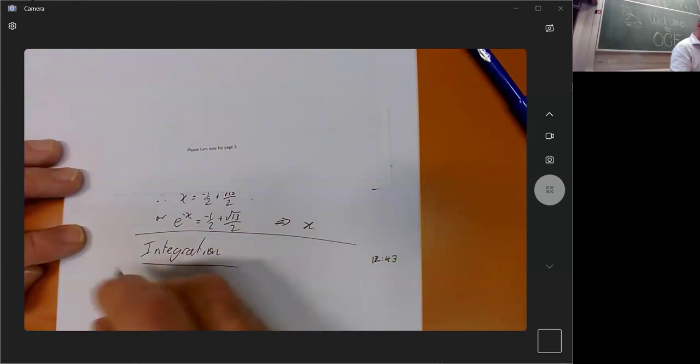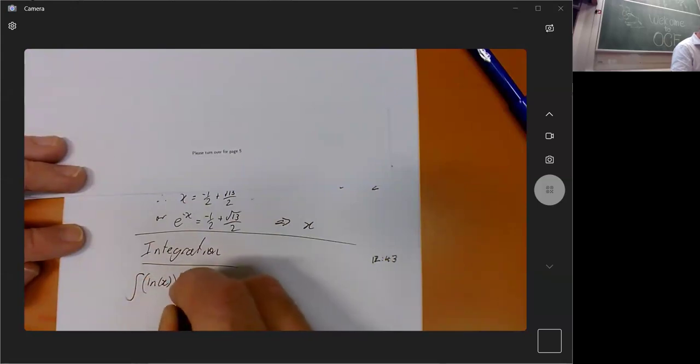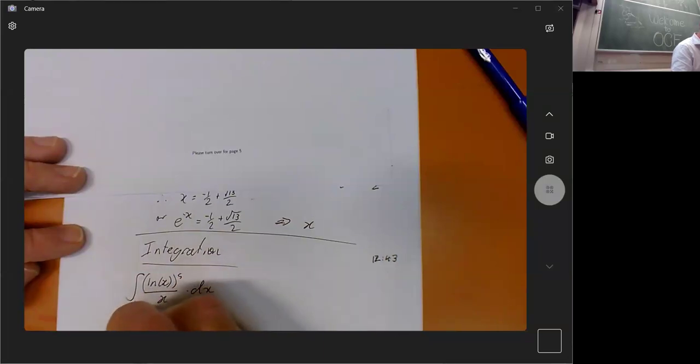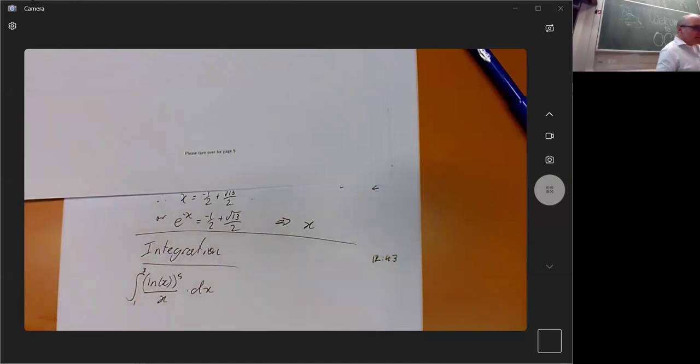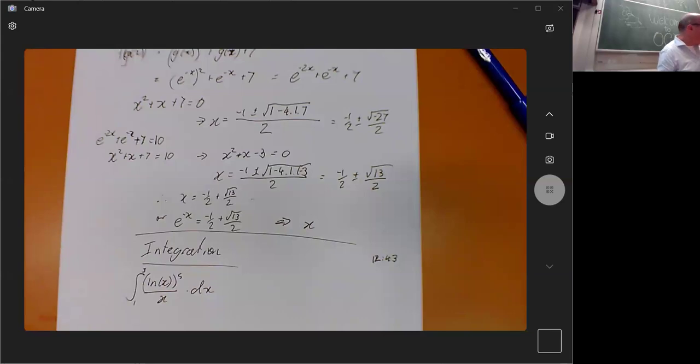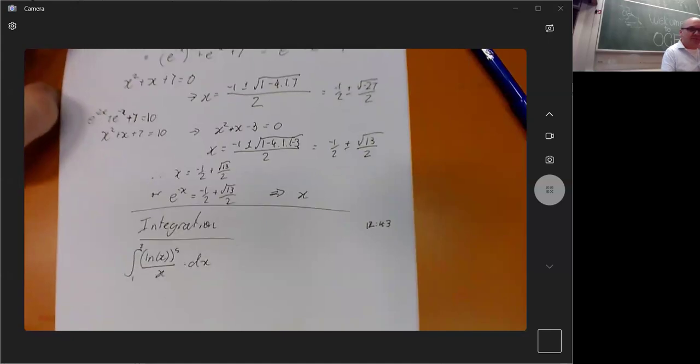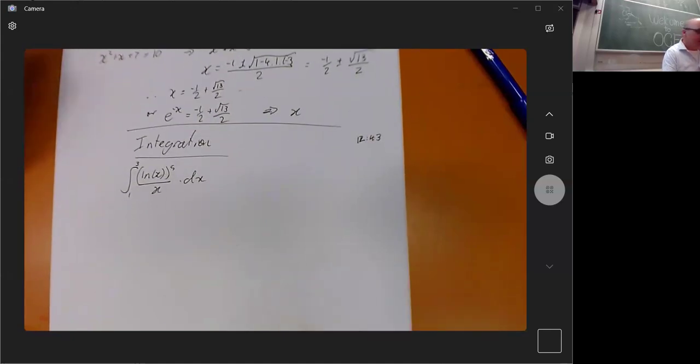So if I look at this integral, ln of x to the power 5 on x dx, from 1 to 3. Now, if we actually read the question, it tells me what the u substitution is. All right.